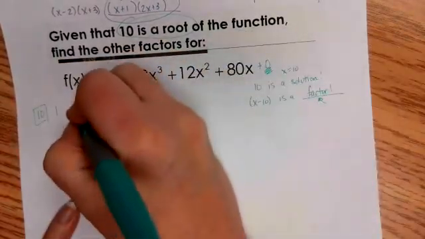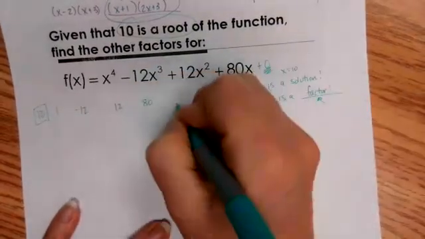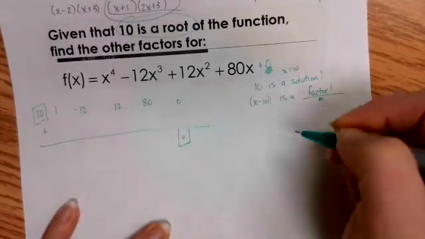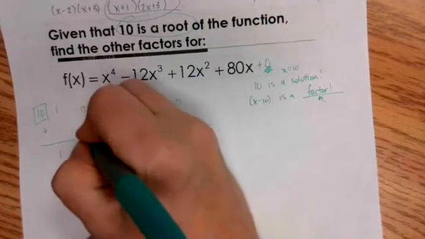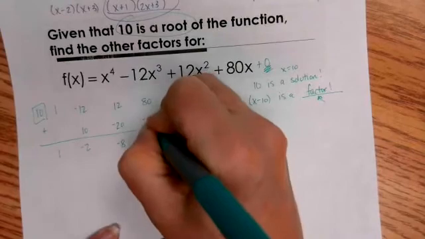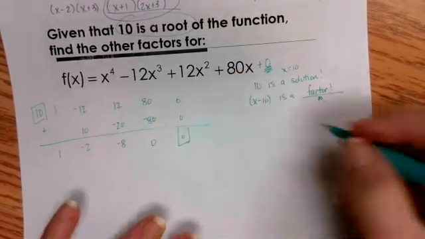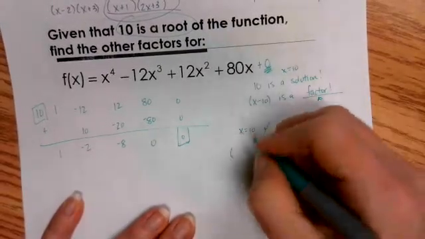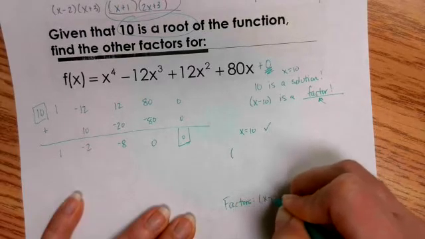So 1, negative 12, positive 12, 80, and 0. My remainder should be 0 since 10 is a root. Here we go. Hey, it worked out. So x equals 10 is a solution. So if I look at my list of factors, x minus 10 is a factor.